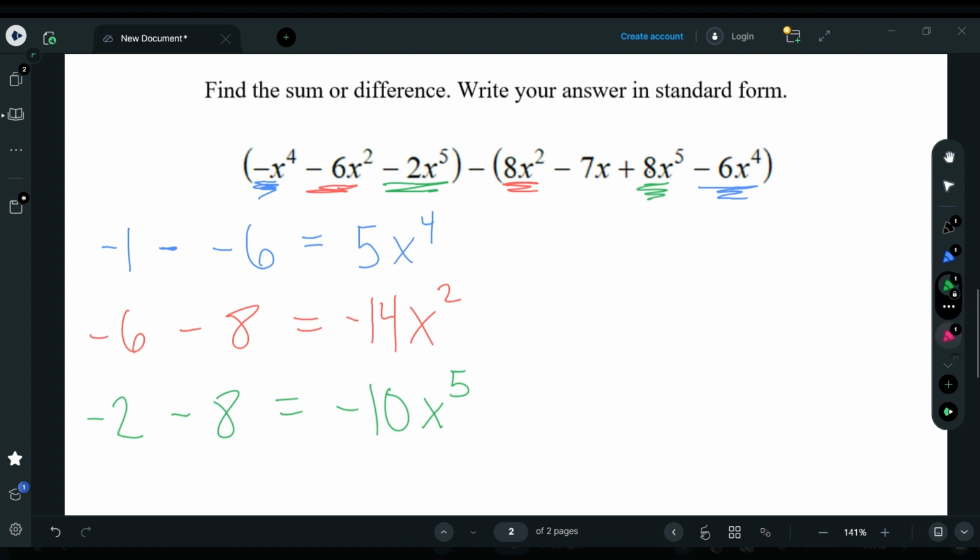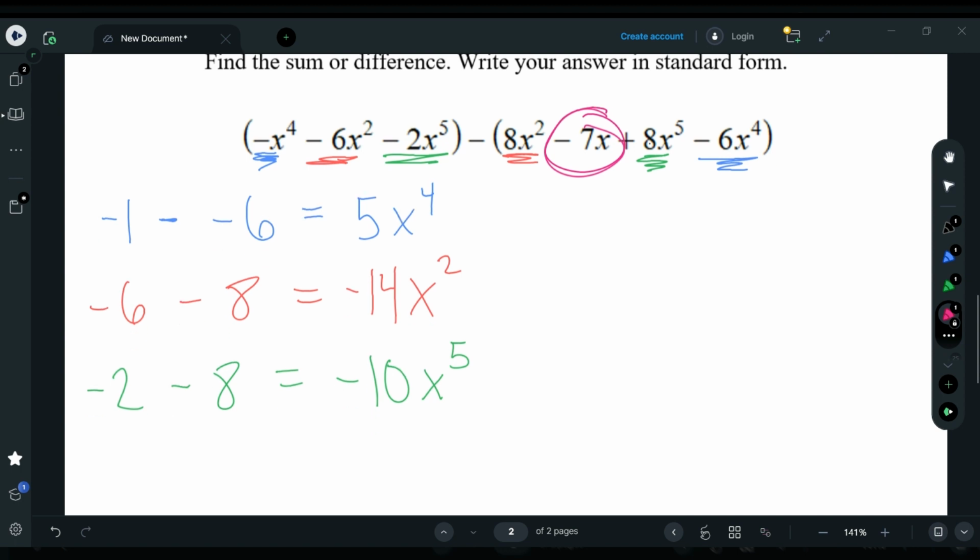Notice now that we are done with all three of these terms from the first polynomial, but notice that there's still one term over here that we have not accounted for. That's this guy right here. Okay, and that's because there was nothing over here that was a like term. So this term has nothing to combine with. So we're just going to have this single term.